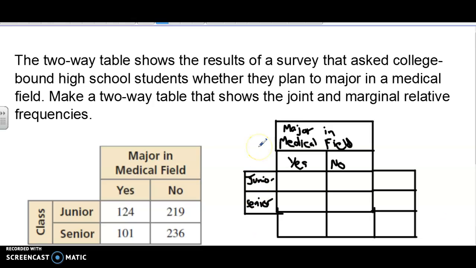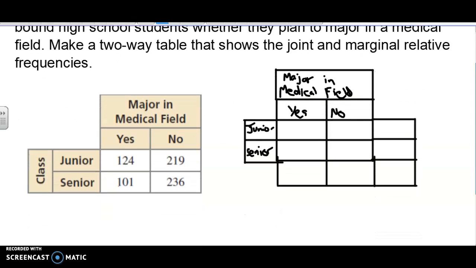So the first thing we're going to do is find out the total of how many people were surveyed altogether. So we're going to add up all four of these numbers, 124 plus 219 plus 101 plus 236. That gives us 680. So I know that there's 680 total people surveyed.